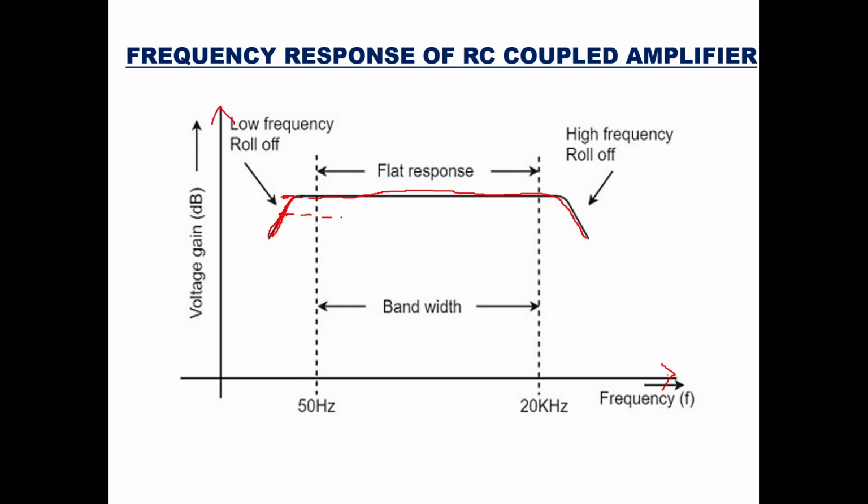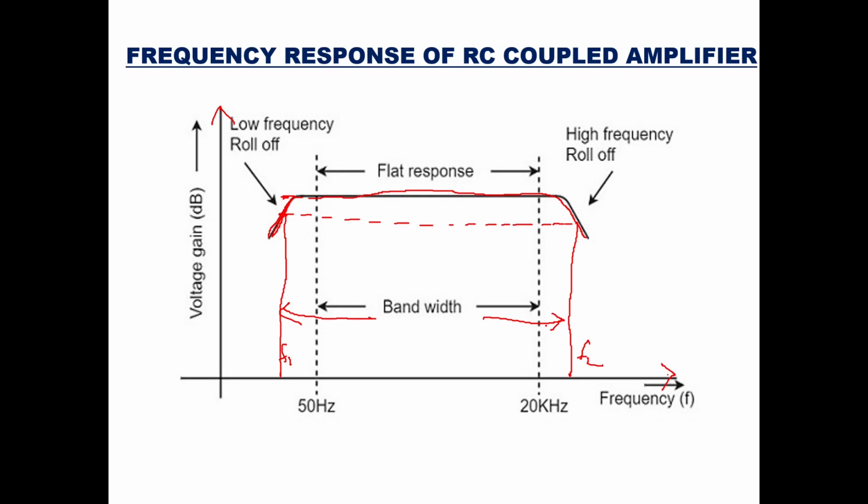So in mid frequency the gain is constant. From the higher voltage gain, if you come down to 70.7% of the maximum gain, you will get the frequencies here. This will be called F1 and this will be called F2, which are also the half power points. This is actually your bandwidth, a useful range in which you can work with this amplifier.